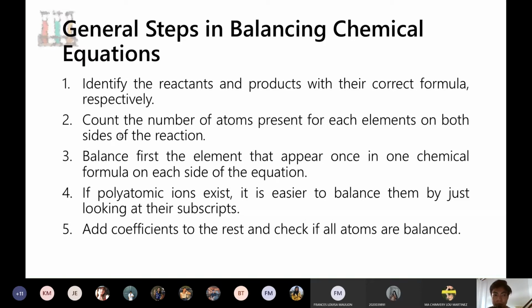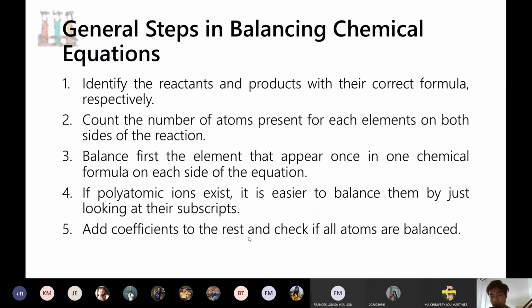Then number two, you count the number of atoms. You identify the atoms present on the reactant and the product, then you count them. Usually we tabulate them, diba? Then we balance the element that appears only once in the chemical equation. So meaning yan, we balance one element at a time. Then if polyatomic ions exist, mas madali daw sila i-balance by just looking at their subscript. So we'll look into this mamaya.